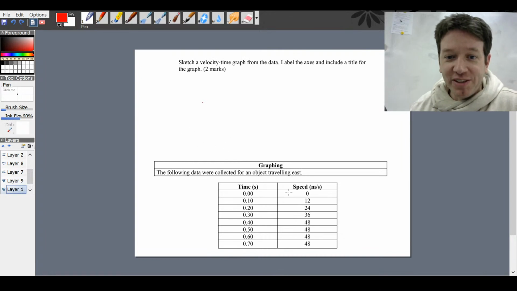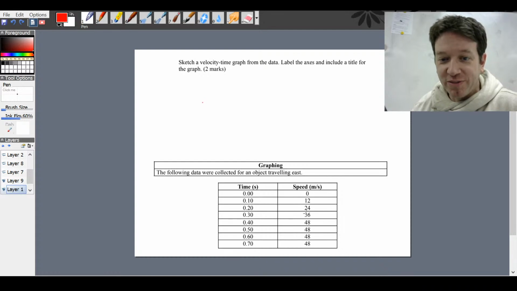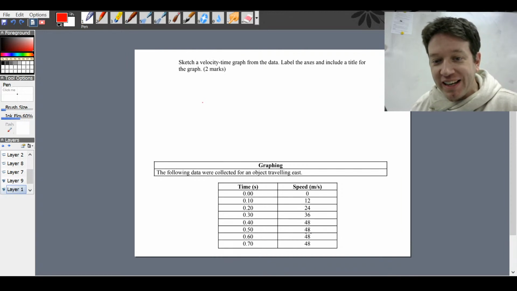All right, so here we have some data. Now this is time and this is speed, and it looks like initially we go up 0, 12, 24, so we're increasing speed at a constant rate, and then our speed gets maintained at 48 meters per second.